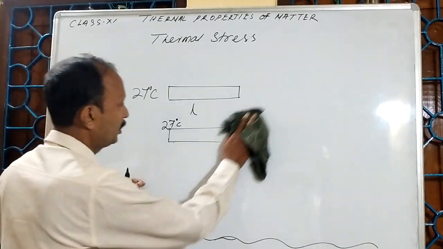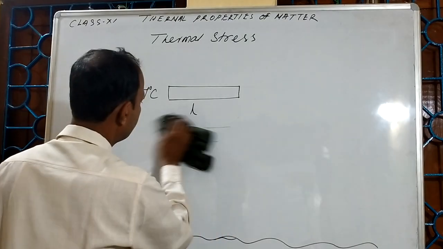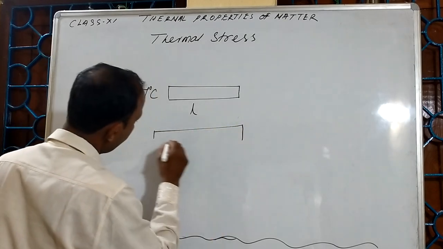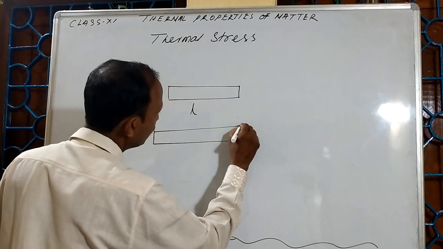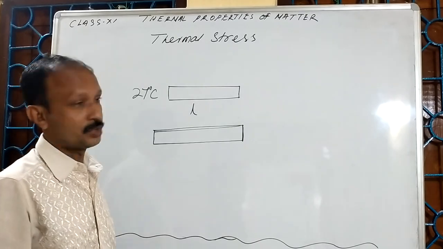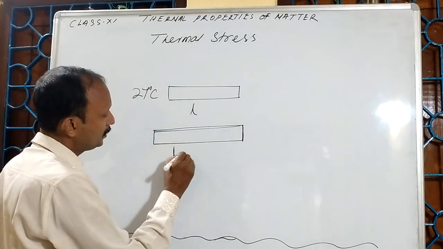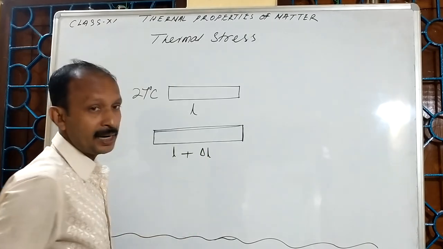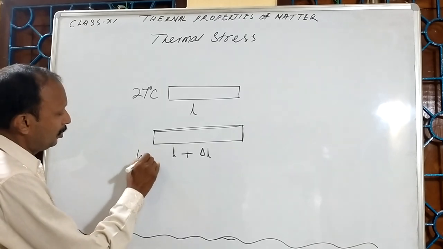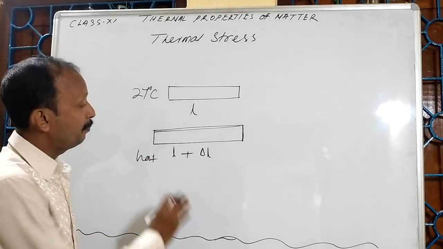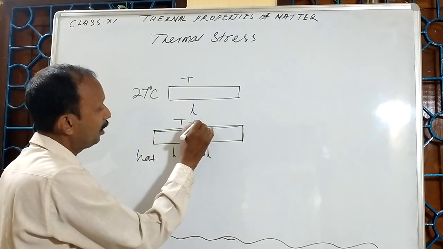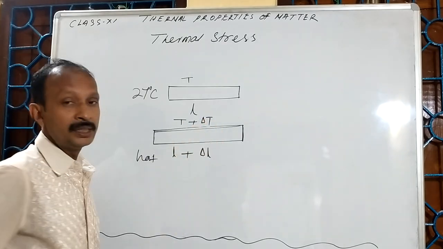What will happen? Definitely you will find that when its temperature is increasing, expansion is taking place. Its length also increased. If this is L, I can say this is L plus delta L. Similarly, you can say this is the hot condition. The temperature increased. Here the temperature was T. Now the temperature is T plus delta T.